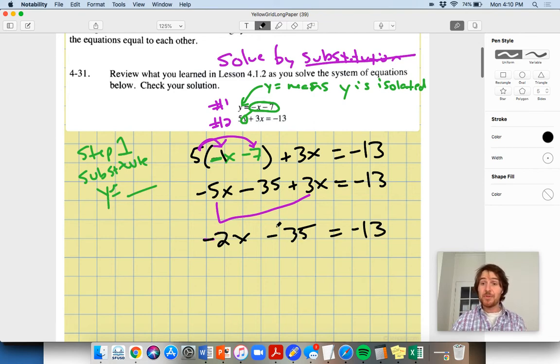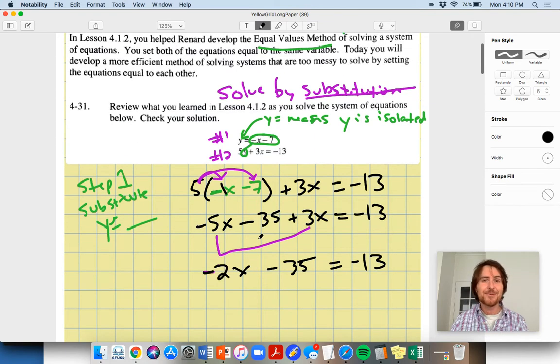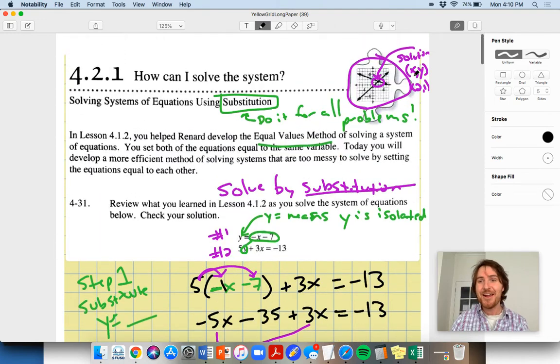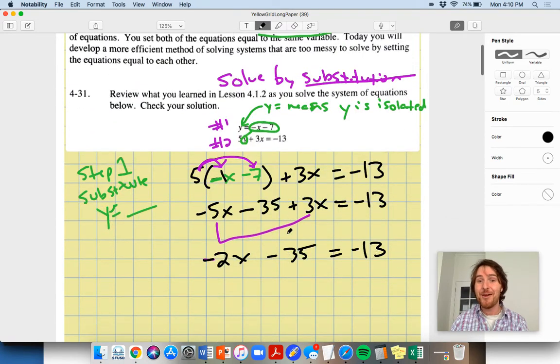Now I want to start simplifying this. Now that I've combined like terms, I'm going to start moving things around the equal sign. Because this is substitution, which you should have seen before, we're trying to get a value of x or a value of y. Which one are we trying to get right now? We're trying to get x, because we substituted an x expression in for what y was. So I'm trying to get x by itself.